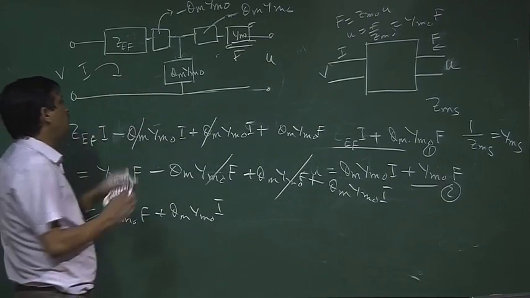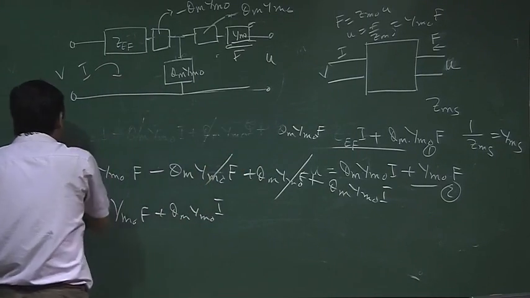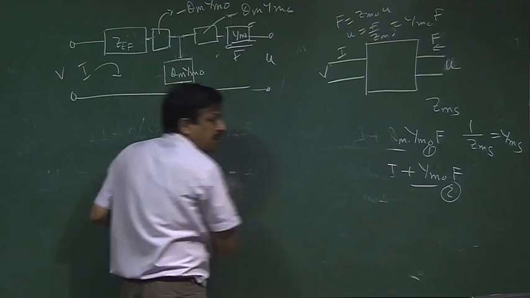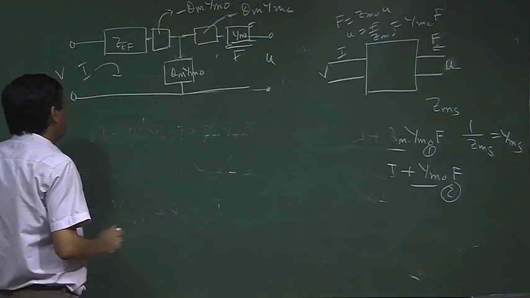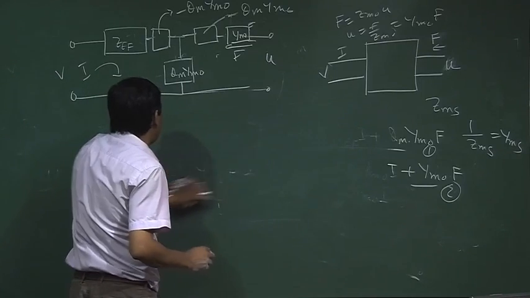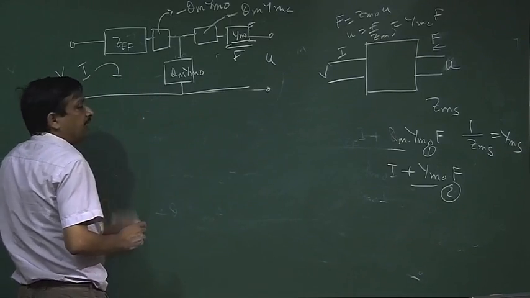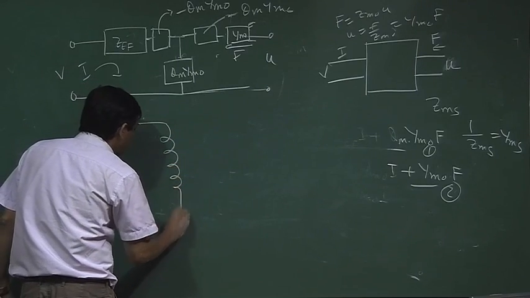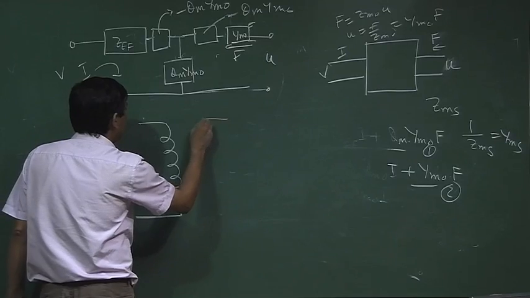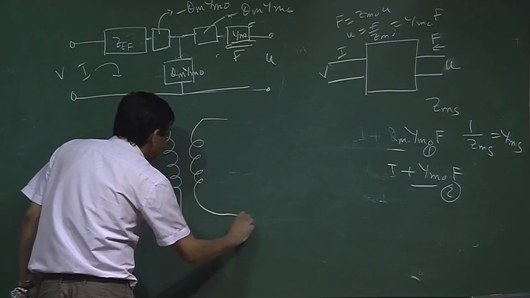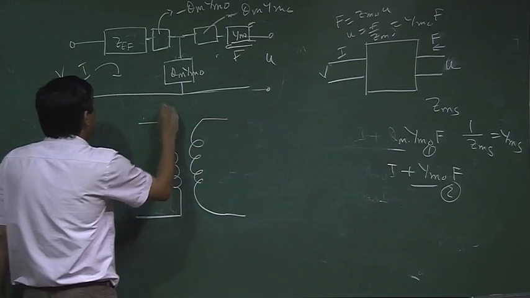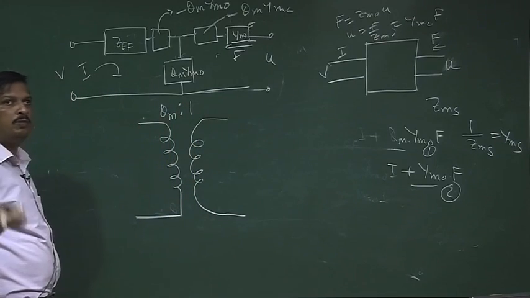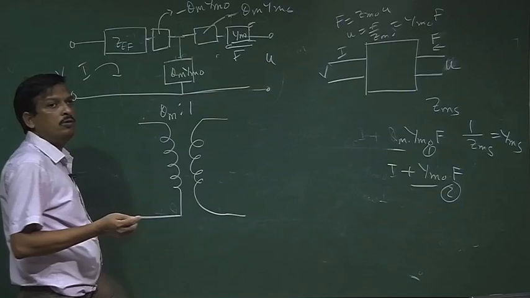Once the equivalent circuit is okay, now can I replace this minus phi m YMO? I want to replace this minus phi m YMO. Similarly, as in the case of the reciprocal transducer, what do I do? I take a transformer. So, here also I can take a transformer. This is phi m is to 1. That time I took 1 is to 5. Here it is phi m is to 1.